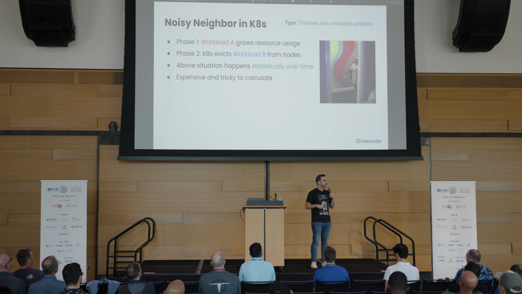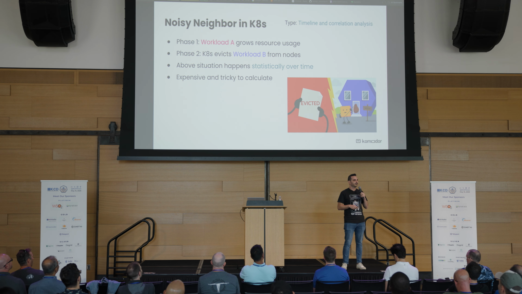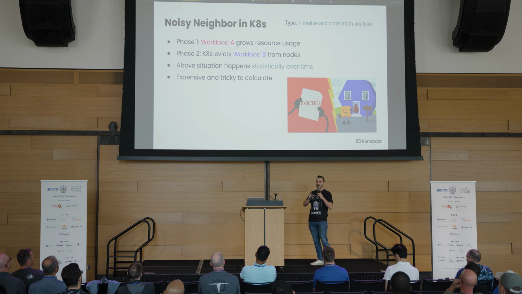Phase number 1, workload A grows in resources, and it makes a lot of noise. Phase number 2, it gets an eviction notice. Usually, the node doesn't actually give you a notice. It just evicts the pod, and then you're really unhappy. But statistically, this situation happens over a period of time, right? It doesn't appear instantly. Nothing just crashes abruptly.